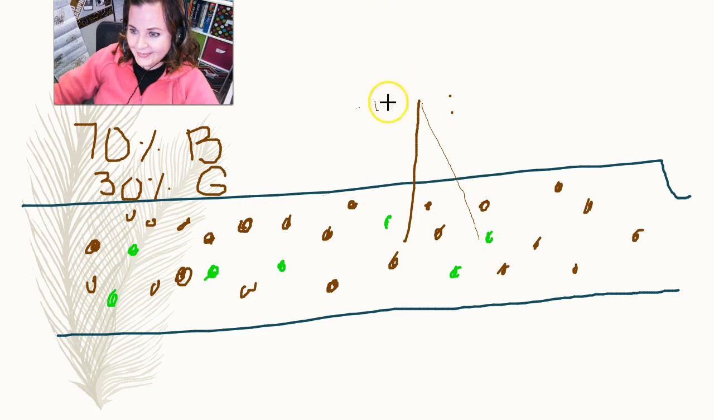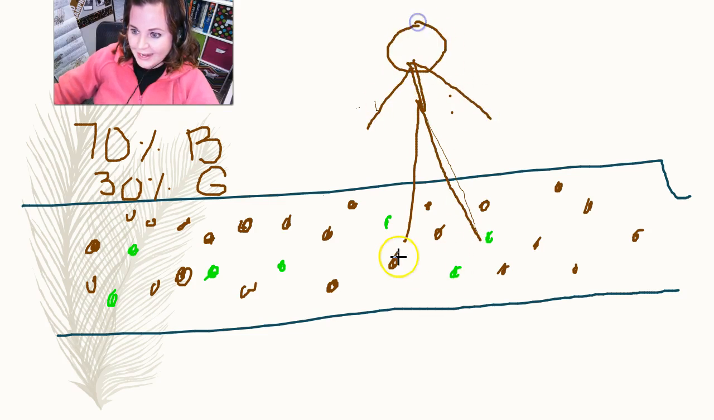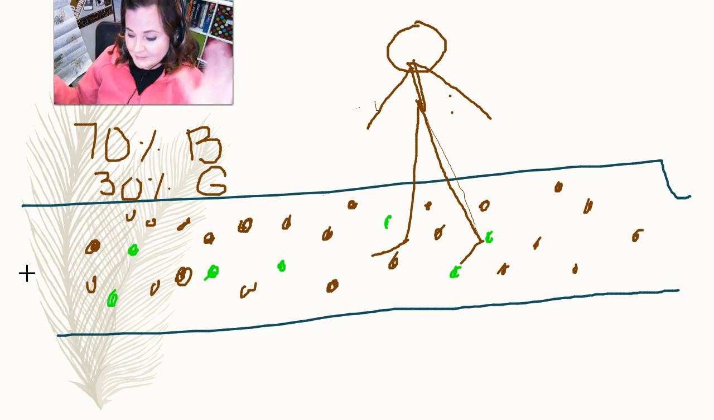So we have somebody walking on the sidewalk, right? And as they're walking, they're squishing beetles. Now, they're not doing this on purpose. They're just walking and not paying attention. But they just so happen to step on and squish way more brown beetles than they do green beetles. So there's like a mass destruction of brown beetles going on here.